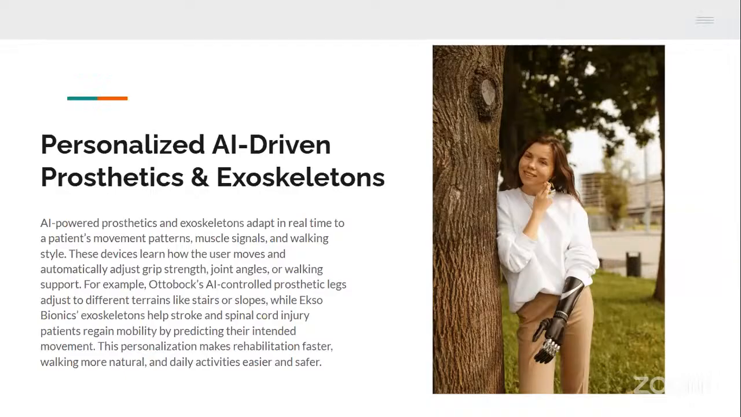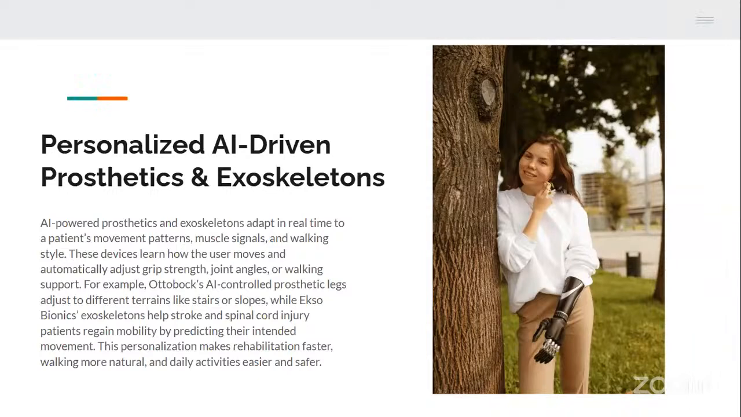So personalized AI-driven prosthetics and exoskeletons. Humans with a particular handicap can be using these prosthetics, but these prosthetics will be identifying the real-time patient movement pattern, because each human is different. They walk differently. They use their hands differently. So the muscle signals and everything will be different. This device learns how the user moves and automatically adjusts accordingly.